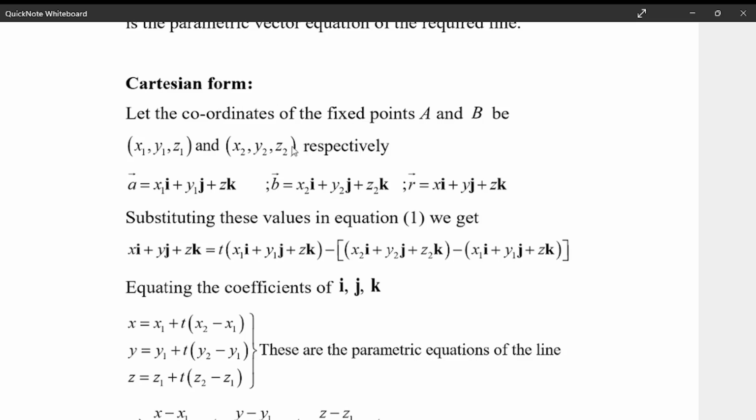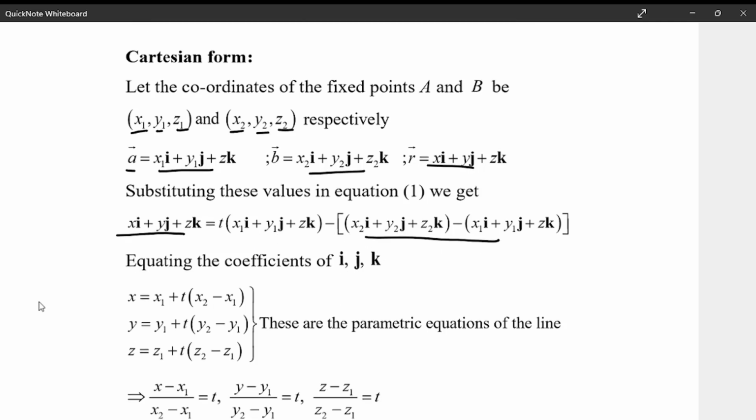Since we have two points, our first point has coordinates x1, y1, and z1, and for the second point we have the coordinates x2, y2, z2. So if a is equal to this, b is equal to that, and r is equal to this, then when you substitute these values into the equation, you are going to have this plus a certain number t times b minus this one too.